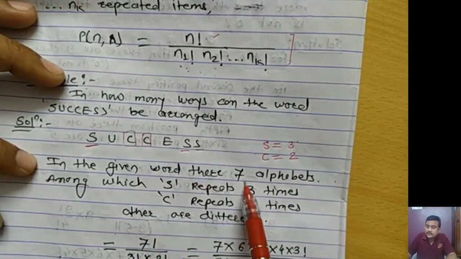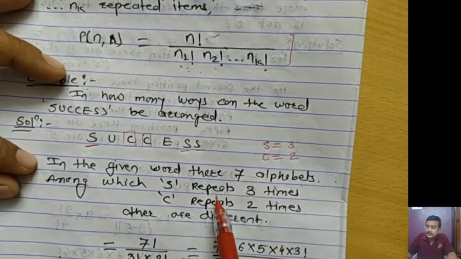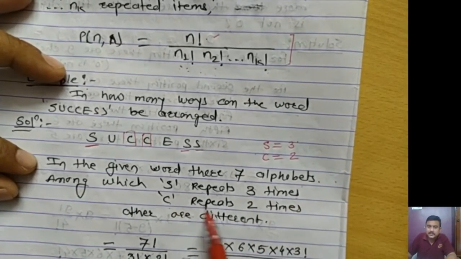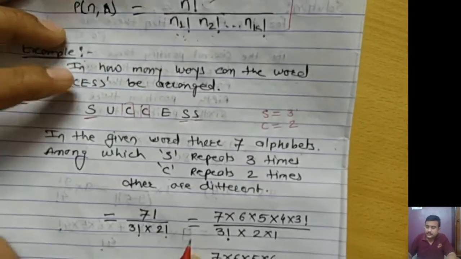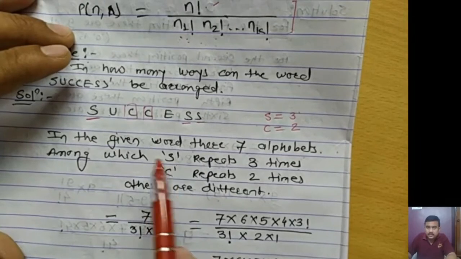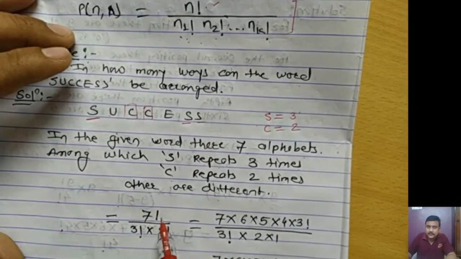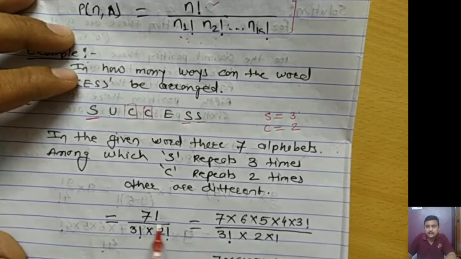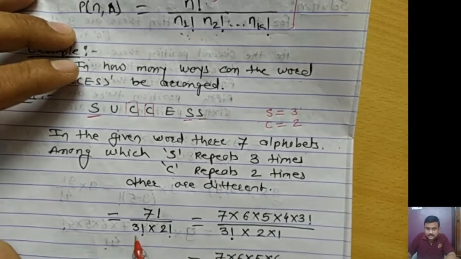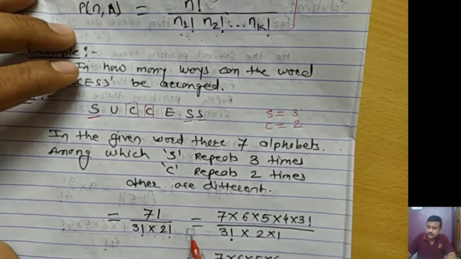In the given word success, there are a total of 7 alphabets, among which S is repeated 3 times and C is repeated 2 times, and the other alphabets are different. So we have to arrange using all the alphabets. So we are going to write 7 factorial, the total alphabets factorial, divided by the factorials of the alphabets which are repeated. As S is repeated 3 times, that's divided by 3 factorial, multiplied by the alphabet C repeated 2 times, that's 2 factorial, equals to.